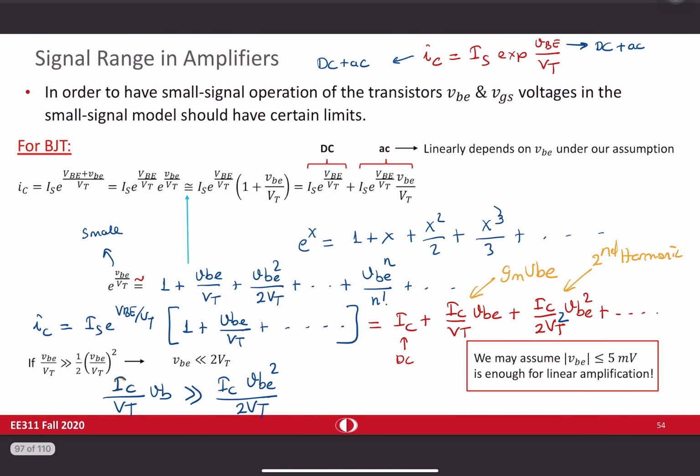Okay, so please go over this derivation, and please note that I made a small mistake in here, which I corrected later on. IC divided by VT, IC divided by 2VT square should be in here. For the third term, IC divided by 6VT cube VBE cube should be in here. But you don't need to worry about these other terms. You just compare these two terms with each other and try to ensure that this thing is large enough compared to the second harmonic so that you can assume linearity.